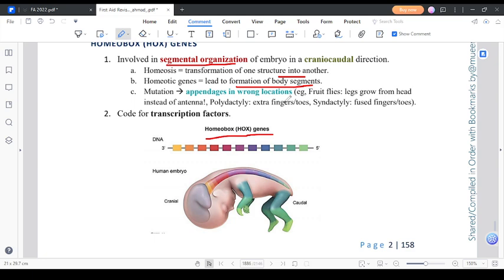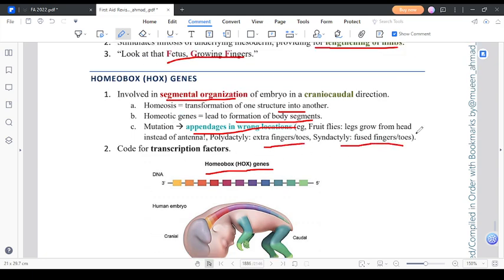Okay, so that involves the segmental organization of the embryo in a craniocaudal direction. With mutation, appendages will be in the wrong location. For example, in fruit flies, legs grow from the head instead of antennae. Polydactyly is extra fingers and toes, and syndactyly is fused fingers and toes.